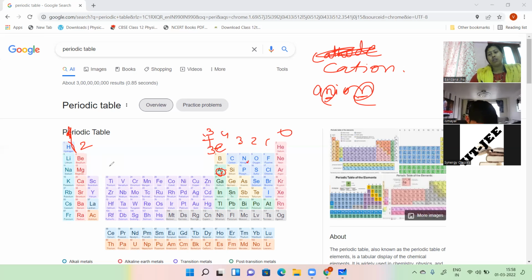Such an easy way. Correct? Memorizing so many things, why should we put so much pressure on our brain? 1, 2, 3, 4. 3, 2, 1, 0. That's it. So how many electrons will nitrogen accept? Nitrogen will accept 3. Very good. So this is cation and anion. Metal, non-metal?